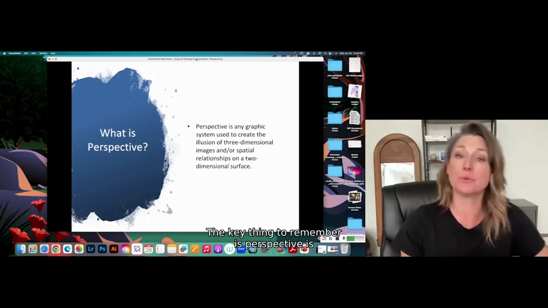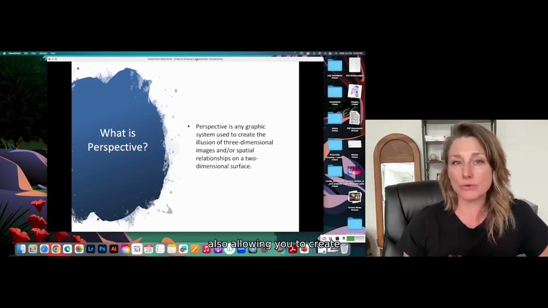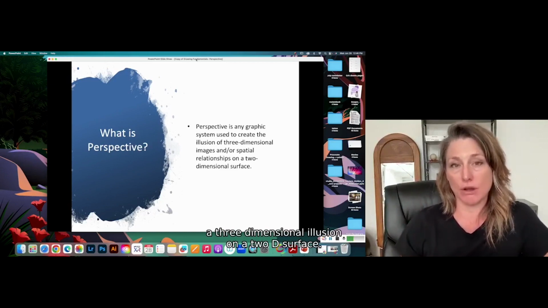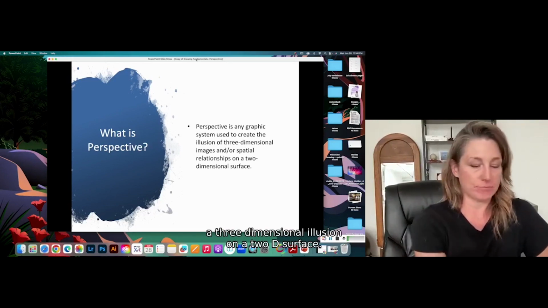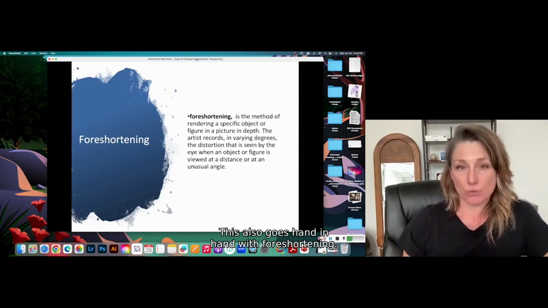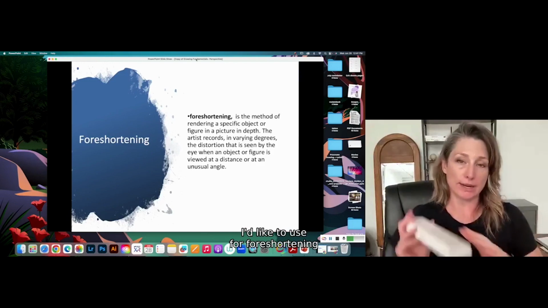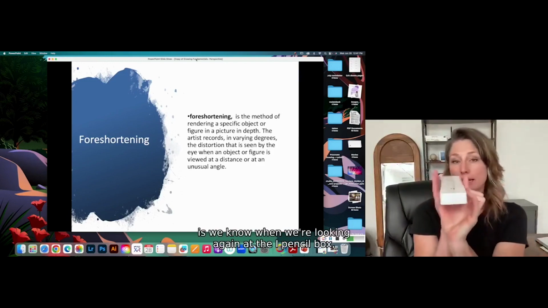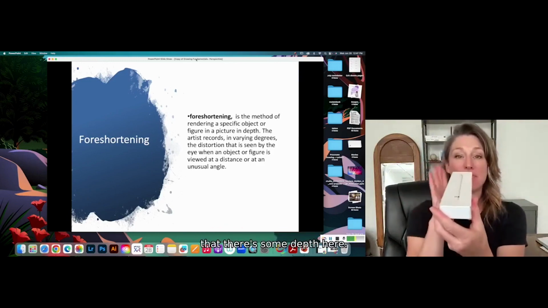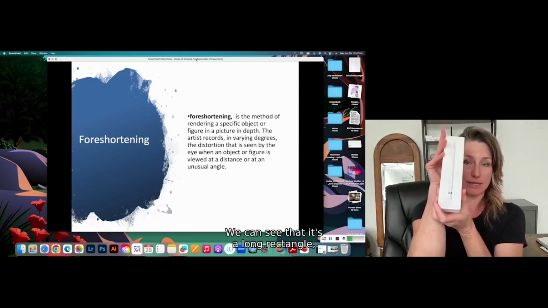Okay, so the key thing to remember is perspective is a graphic system, and it's allowing you to create a 3-dimensional illusion on a 2D surface. This also goes hand in hand with foreshortening. One of the other examples I like to use for foreshortening is, we know when we're looking again at the pencil box that there's some depth here. Okay, that this box is long. We can see that it's a long rectangle.